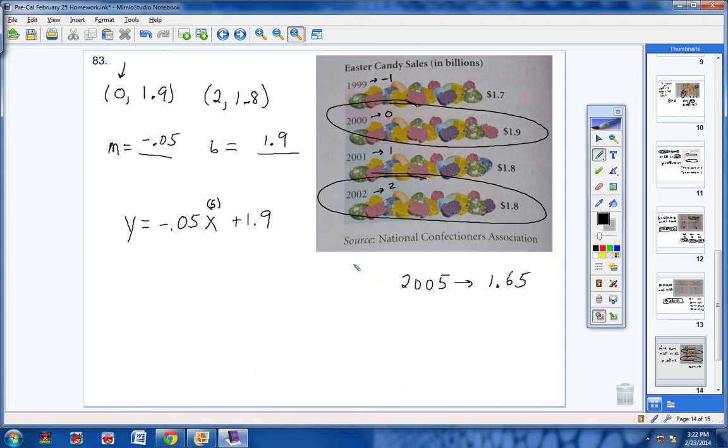And then they want us to predict the amount in 2010. And so in 2010, we would go ahead and substitute a 10 right here for x. And so we would now have negative 0.05 times 10 plus 1.9. And we would get 1.4. So the estimated amount in 2010 is going to be $1.4 billion in sales. Okay, so pretty good job. We have one more problem left and we're just about finished here.